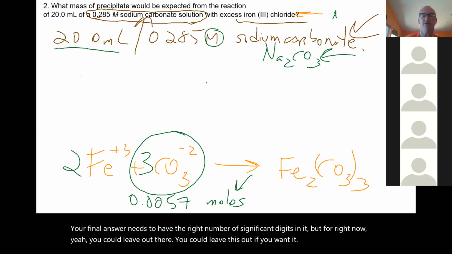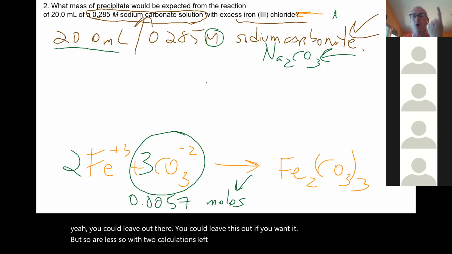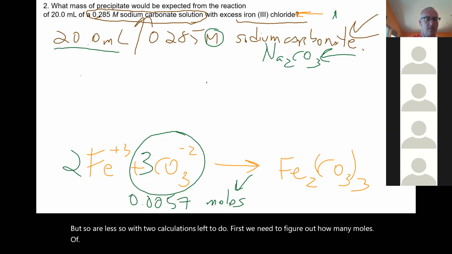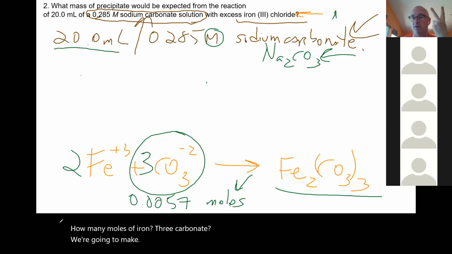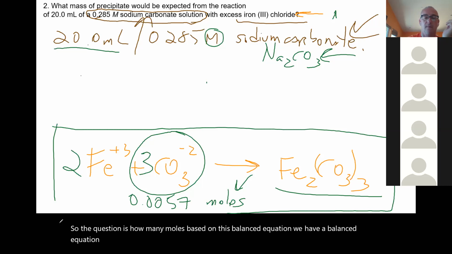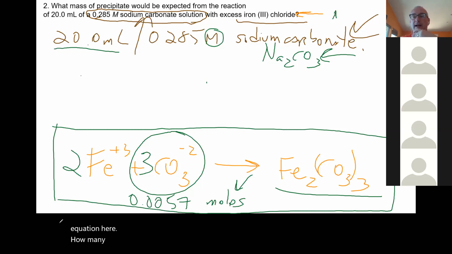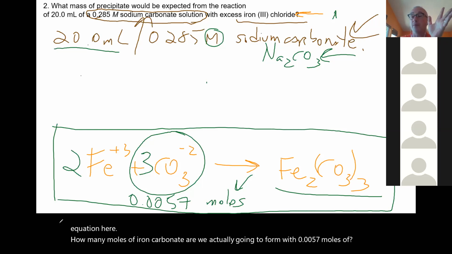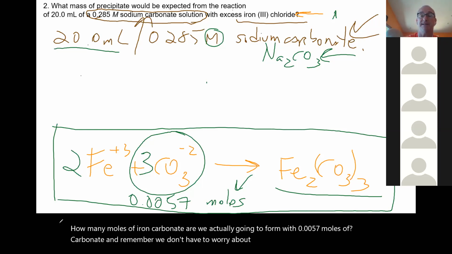But so we have 2 calculations left to do. First, we need to figure out how many moles of iron 3 carbonate we're going to make, and then we have to convert that to grams. So the question is, based on this balanced equation, how many moles of iron carbonate are we actually going to form with 0.0057 moles of carbonate?